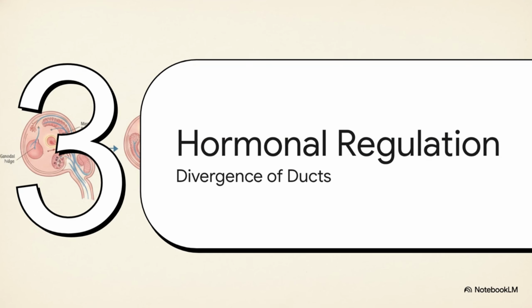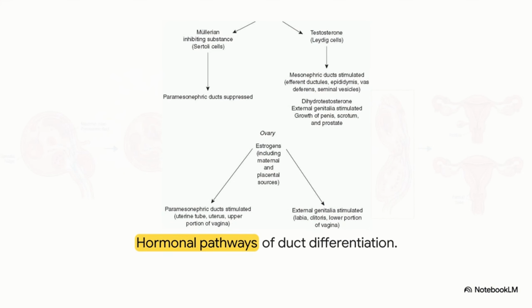Section 3. Hormonal regulation of the ducts, which drives the actual divergence. Now, what's really interesting about this step is how beautifully contrasting the hormonal pathways are. Let's say the embryo is genetically male. The testes take total control. The Sertoli cells start producing Mullerian-inhibiting substance, or MIS. And, exactly as the name implies, MIS actively suppresses those paramesonephric or Mullerian ducts, causing them to just degenerate.